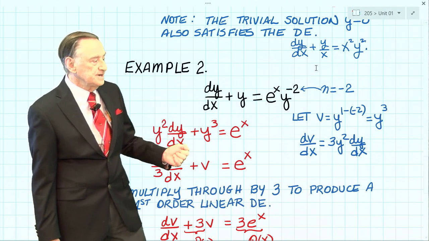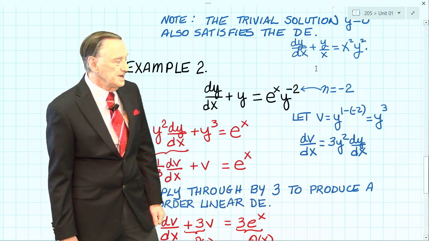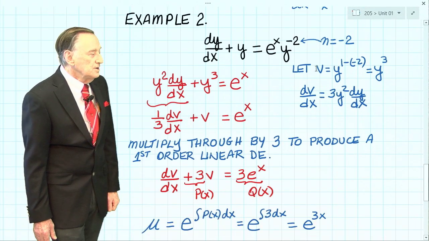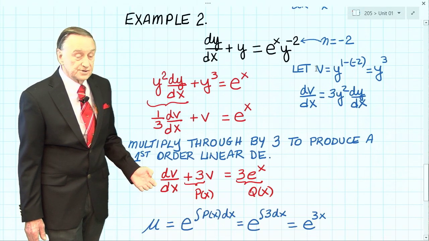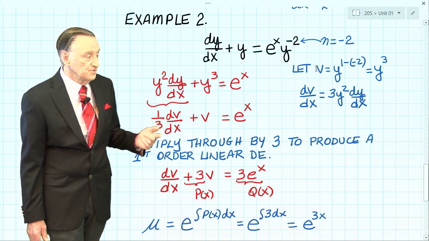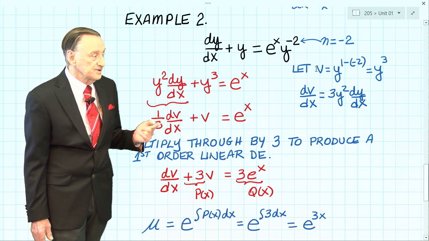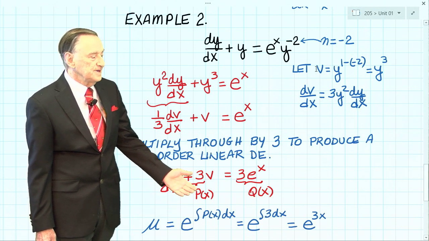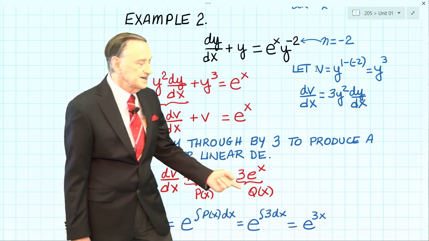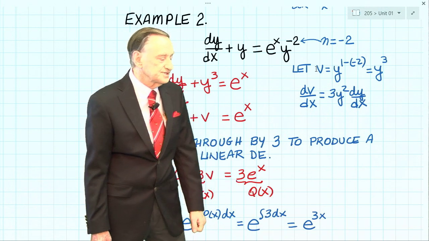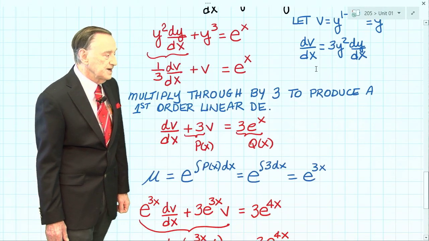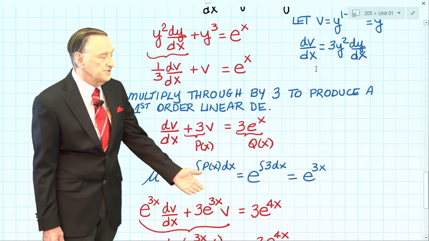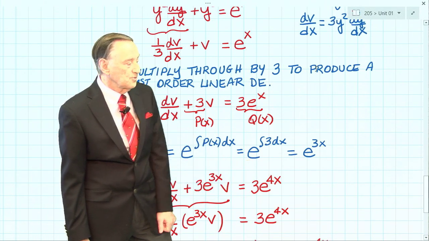v was y cubed, and that's equal to e to the x. So now we have a first order linear differential equation. We multiplied through by 3 there to get us a 1 in front of the dv/dx. e to the integral p dx, so we get 3 dx to integrate, which gives us just 3x, or e to the 3x for our integrating factor, which we've multiplied through by right here.